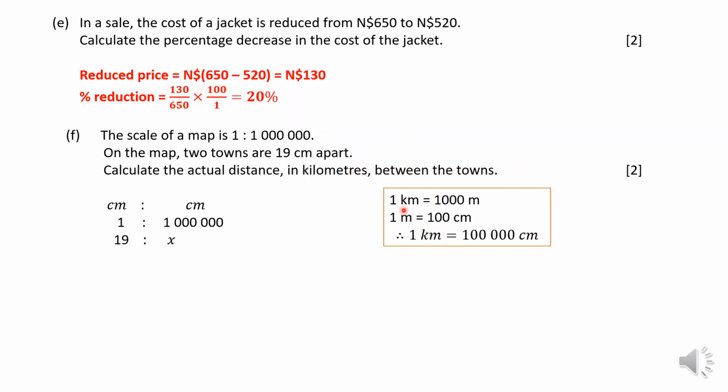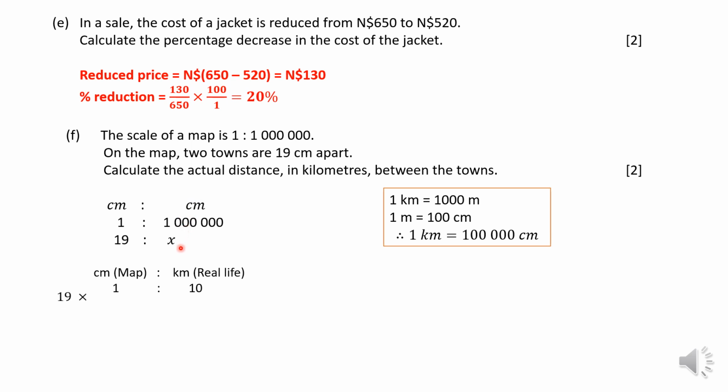So 1 kilometer, which I know is 1,000 meter, 1 meter is 100,000 centimeter. So I'm asking myself, what is 1 kilometer equal to? So that I can change this scale to kilometer. So the way I'll change this scale to kilometer is I'll divide 1 million by 100,000. So in the map, or on the map, is 1 centimeter. In real life, is 10 kilometer. This 10 kilometer is equal to 1 million centimeter.